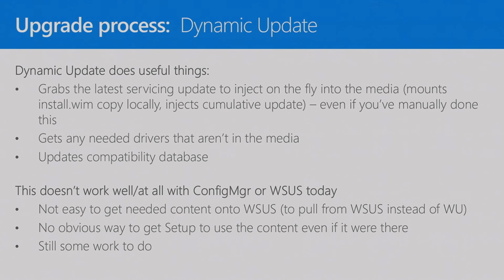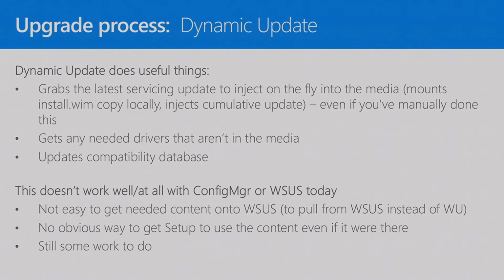It works great with Windows Update for Business, but with WSUS and Config Manager, there's no great way to get that content into WSUS so that setup can find it and pull it down. So as a result of that, you may want to manually add that content into your media. In the case of the install.wim, if you're doing a task sequence-based deployment, you can just mount it, inject the latest cumulative update into it, and use that to do the upgrade. There are some other scenarios that will work as well.